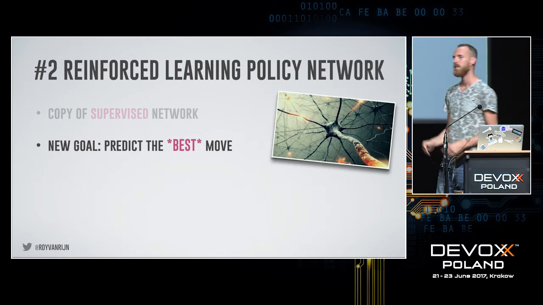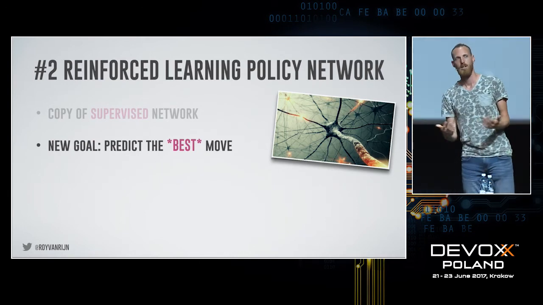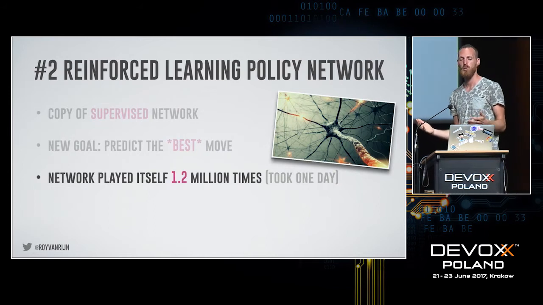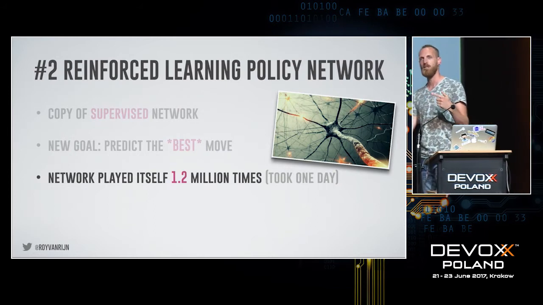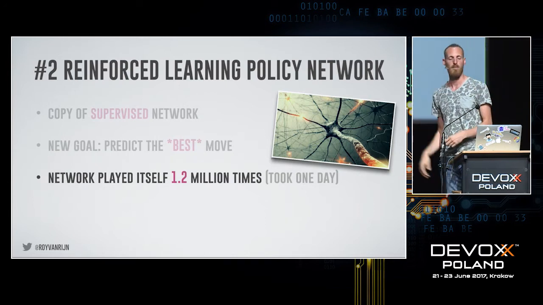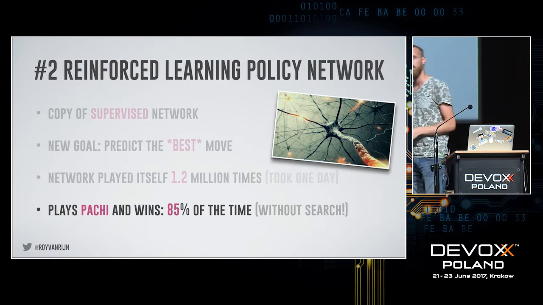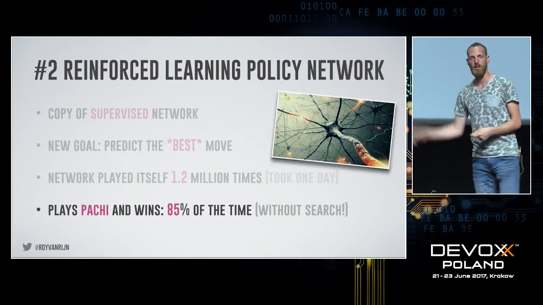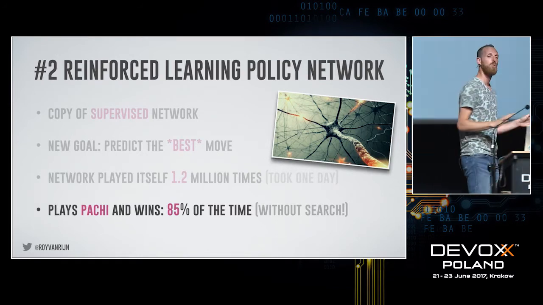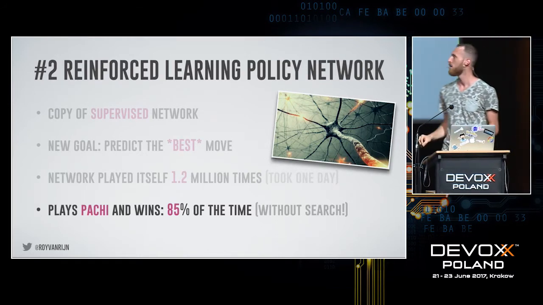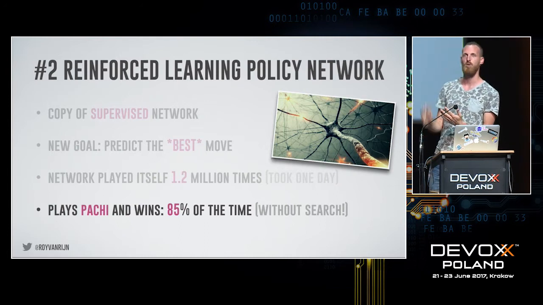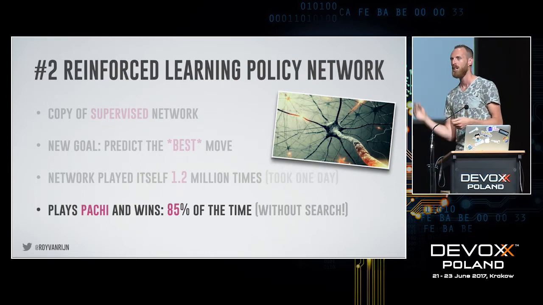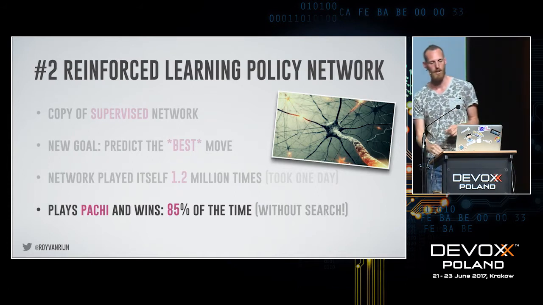Then they copied this network, and they gave it a new goal. Instead of predicting what an amateur would do, what's actually the best move we can do? So how did it do that? It played itself 1.2 million times. And with each time, it would update the neural network to pick the better move. Then they took Pachi. Pachi is a Go game AI, and it's not very good, but it's okay. And this network alone, without any search yet, would win 85% of the time. So that's just, given the current board, what's the best move? Do that move. So there's no searching, there's no Monte Carlo search, there's nothing, just this neural network. And this proved something. They were on the right track.